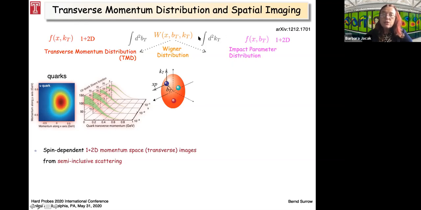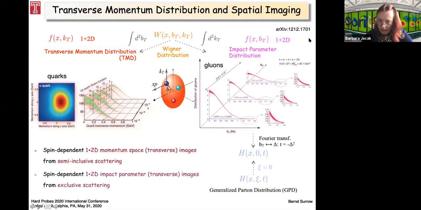Conversely, you can integrate over the momentum directions, and then you can get the impact parameter distribution, which tells you the average density of the partons inside the nucleus as a function of the transverse direction here. And those are the generalized parton distributions.